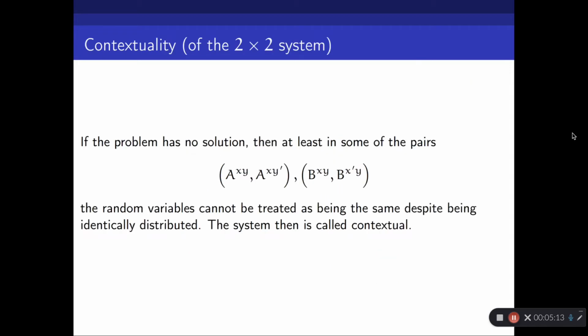If the linear programming problem has no solution, then we say that the system is contextual. And the interpretation of contextuality here is that although the distributions of the a's in this pair are the same, and the distributions of the b's in this pair are the same, at least in some of these pairs, the random variables cannot be treated as being the same. I assume we all understand clearly the difference between a random variable and its distribution.